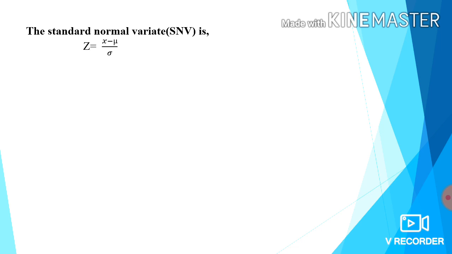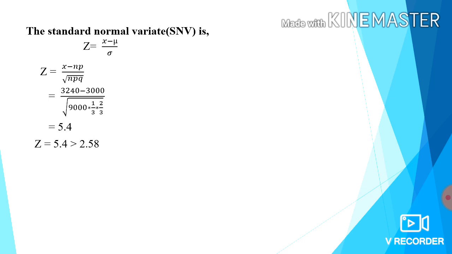Next, the standard normal variate is Z equal to (x minus mu) by sigma. Here, what is x? The observed value. Then mu is n into p, and sigma is the square root of npq. So x, np and all the values are substituted, and we get z as 5.4.